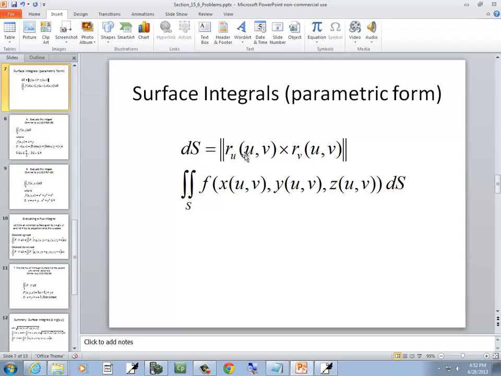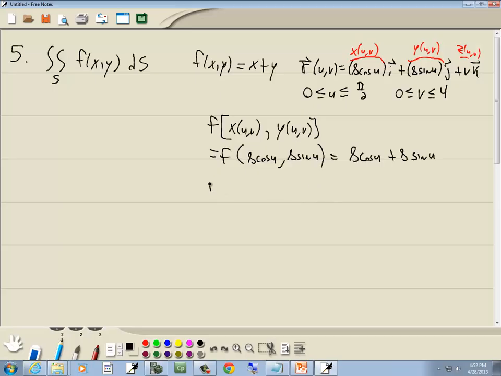Then we've got ds, but ds up here tells us we need the partial with respect to u, partial with respect to v. We're going to find a cross product, the magnitude, and then we're ready to plug it in. Okay, partial, and I'll abbreviate it, partial with respect to u. Come up here, the derivative of cosine is negative sine, so we're going to have negative 8 sine u i. The derivative of sine is cosine, so that becomes plus 8 cosine u, oops, j. And this doesn't have any u on it, so that becomes 0.